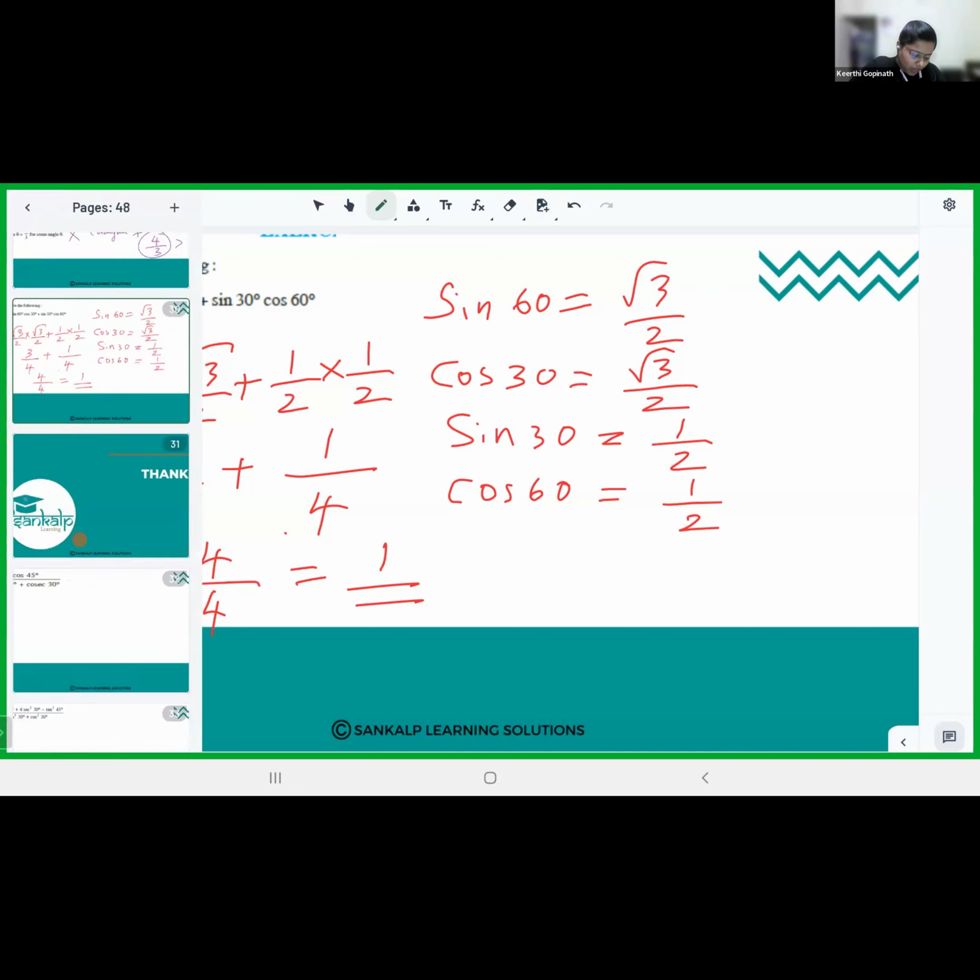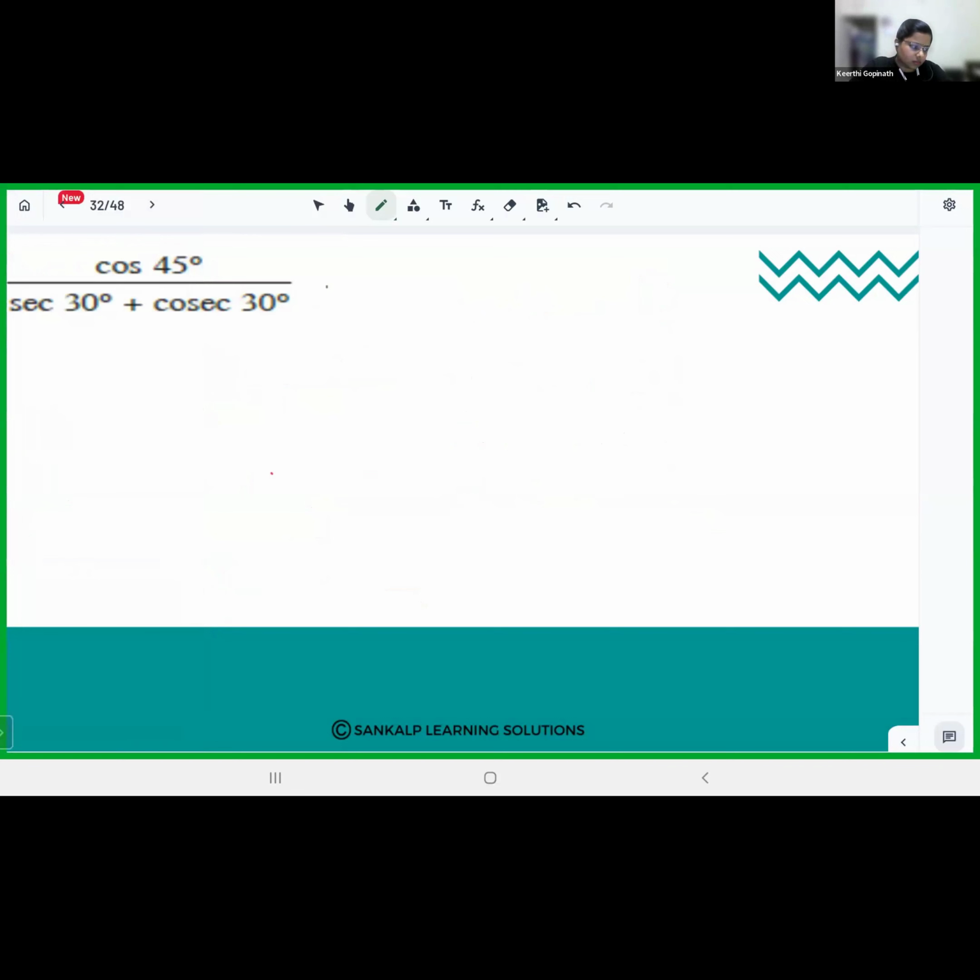Now we are moving on to the second question. It is cos 45 by sec 30 plus cosec 30. So we have to find, we know the value of cos 45, right? What is the value of cos 45? It is 1 by root 2. Isn't it? Cos 45 is 1 by root 2.